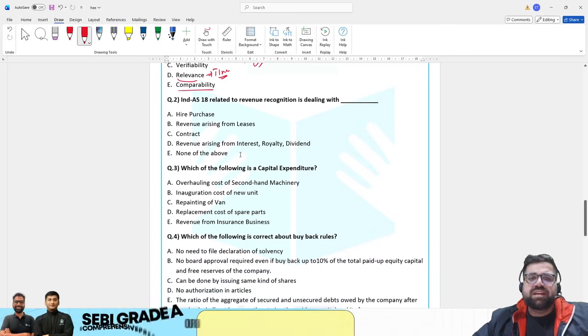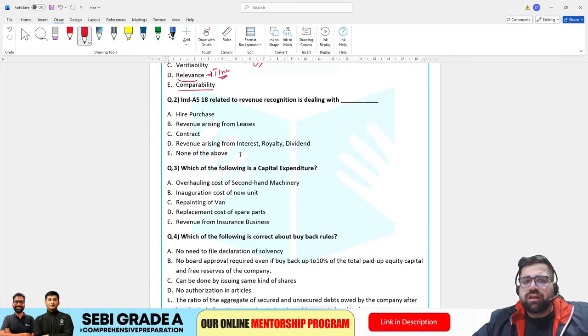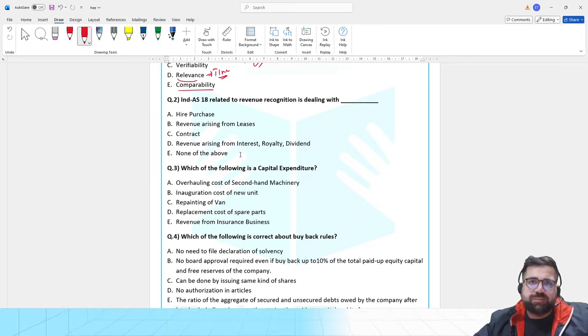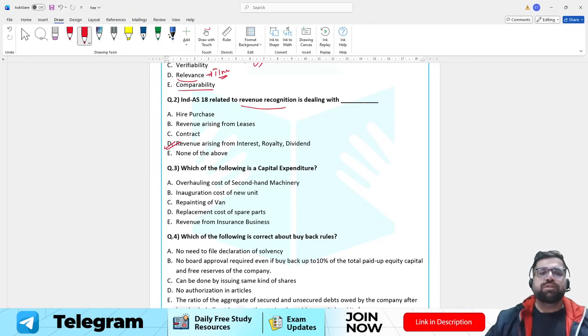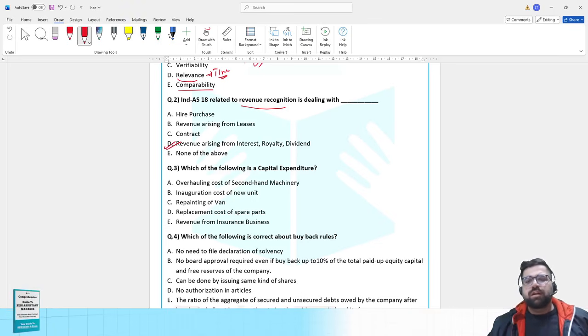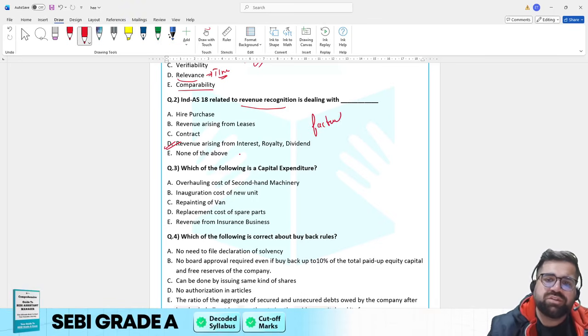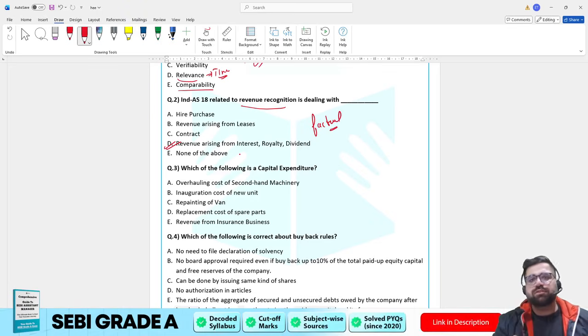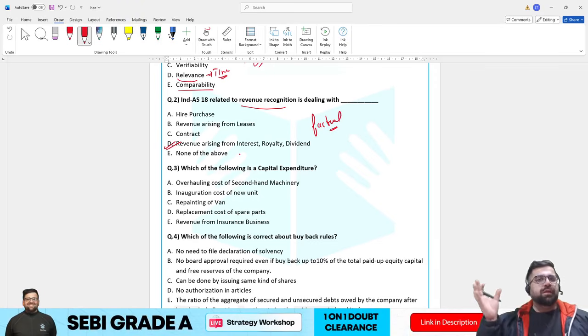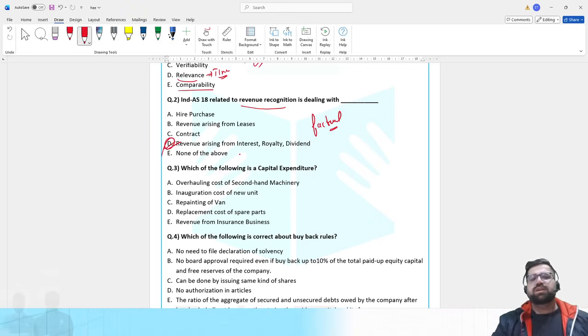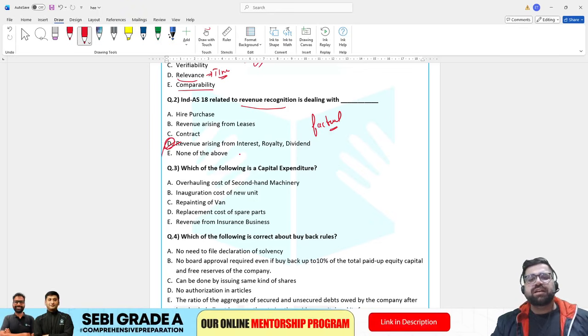Ind AS 18 is related to revenue recognition, is dealing with what? Now we all know that you have accounting standards in your syllabus, AS2, AS9, AS10, AS11, AS13 also. So this question is related to revenue recognition. Simply the answer will be option number D, which is revenue arising from interest, royalty and dividend. Now this is a factual question, and if you are taking time to solve this question, then I don't know what you are doing in the exam. This is an ultra easy question which can come from the context of accounting standards, right? So I will definitely mark my answer as option number D only, which is revenue arising from interest, royalty and dividend.